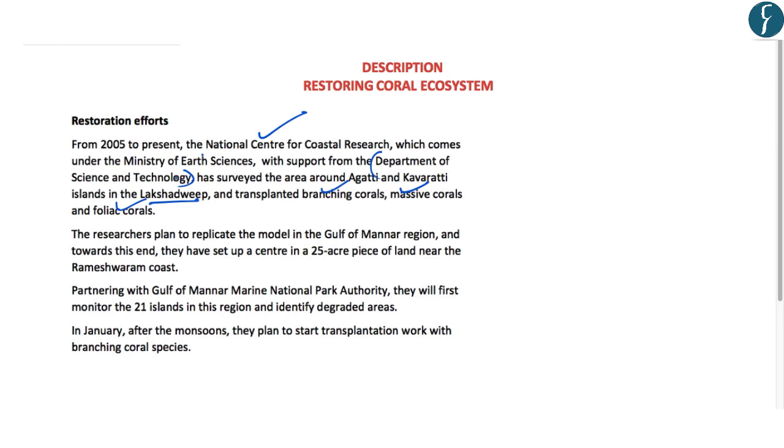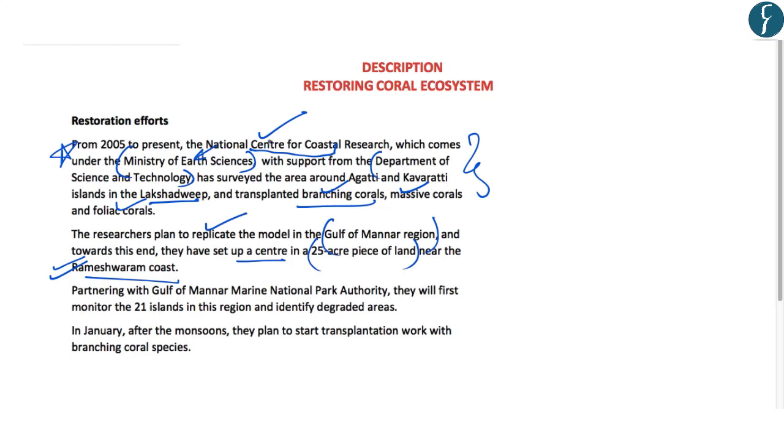Now, the important point to remember in this is that National Center for Coastal Research comes under the Ministry of Earth Sciences. Coming to the next point, the researchers have planned to replicate this same model in the Gulf of Mannar region, that is transplanting of corals. And in order to do that, they have set up a center of 25-acre piece of land near the Rameshwaram coast. So we must remember this.